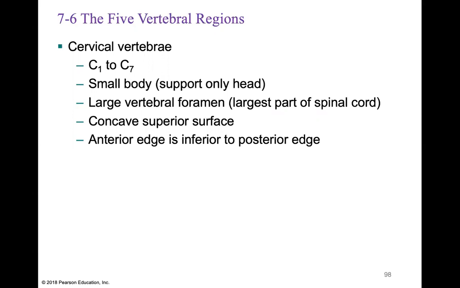The cervical vertebrae are going to have a very small body. They're only supporting the head. They're not supporting most of the weight of the body. They will have a very large vertebral foramen, actually the largest part of the spinal cord. They will have a concave superior surface, and the anterior edge is inferior to the posterior edge.